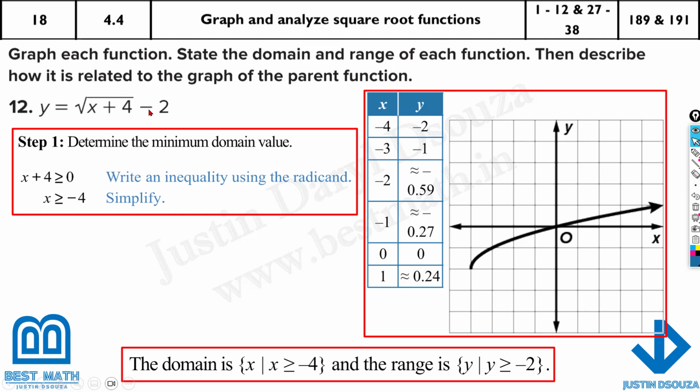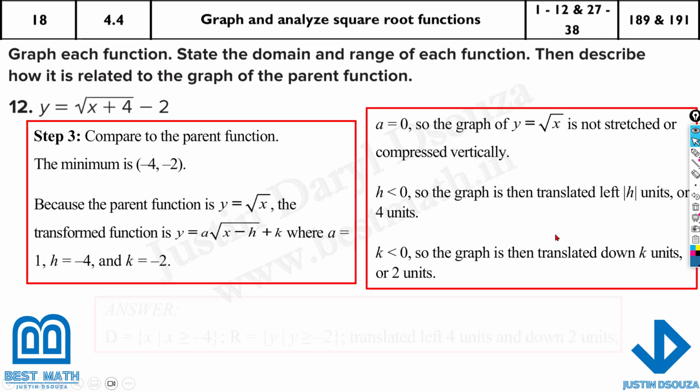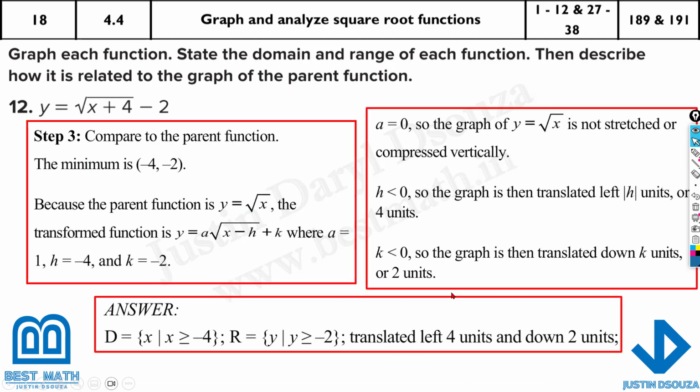And the domain is x greater than or equal to minus 4, and y greater than or equal to minus 2. Graph, very simple. Put it in the calculator, figure out the correct answer. And here, yes, translated 4 units left and 2 units down because of the minus sign. If it was plus 2, it would be 2 units up.